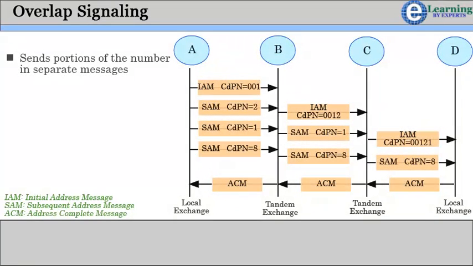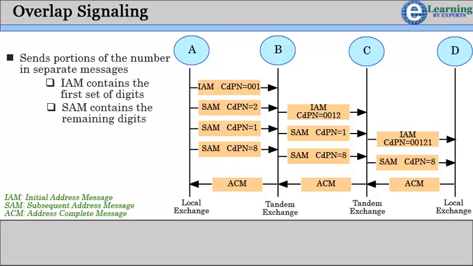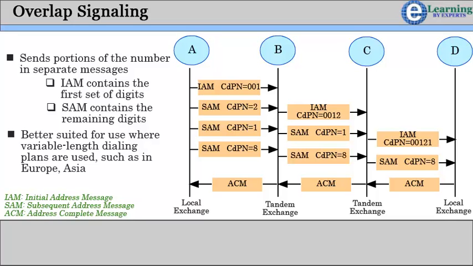Overlap signaling sends portions of the number in separate messages, as digits are collected from the originator. Using overlap signaling, call setup can begin before all the digits have been collected. When using the overlap method, the IAM contains the first set of digits. The subsequent address message, SAM, is used to transport the remaining digits. When using dialing plans that have variable length numbers, overlap signaling is preferable because it decreases post-dial delay.